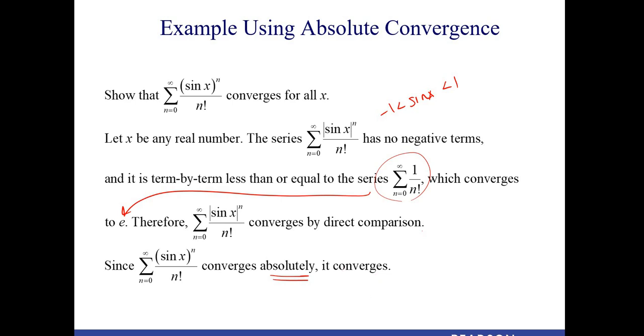So in order to use a comparison, we put an absolute value so it wouldn't have negative terms. We know a maximum value for the numerator, which means I know that my function has to be less than the function I created. This is a known function which converges to e for all real numbers. Therefore, the absolute value of my function converges by direct comparison. And since this converges absolutely, it also converges.